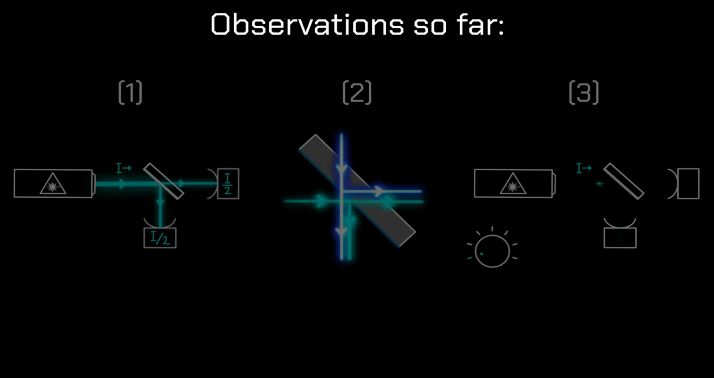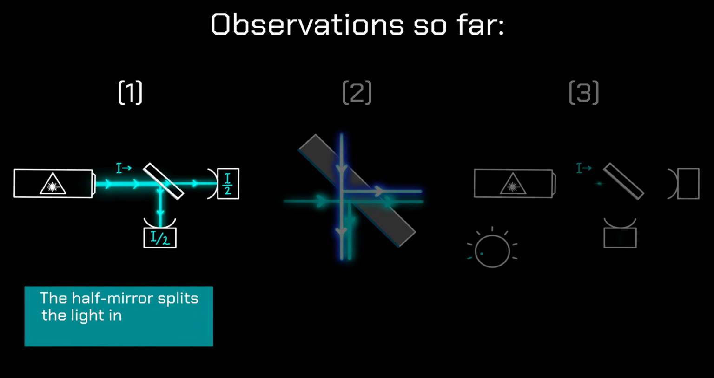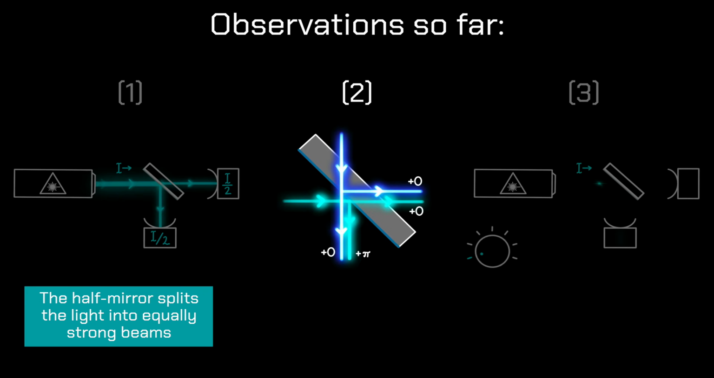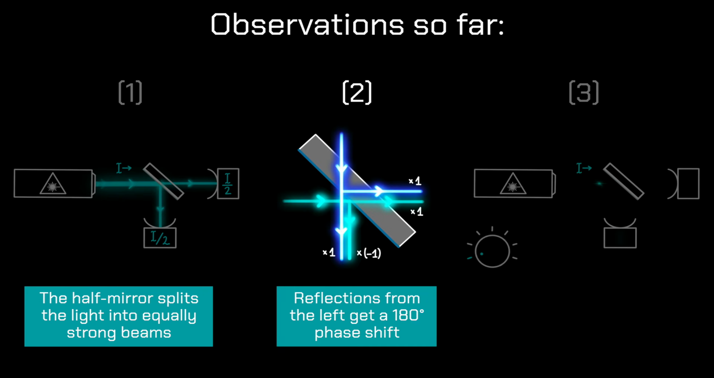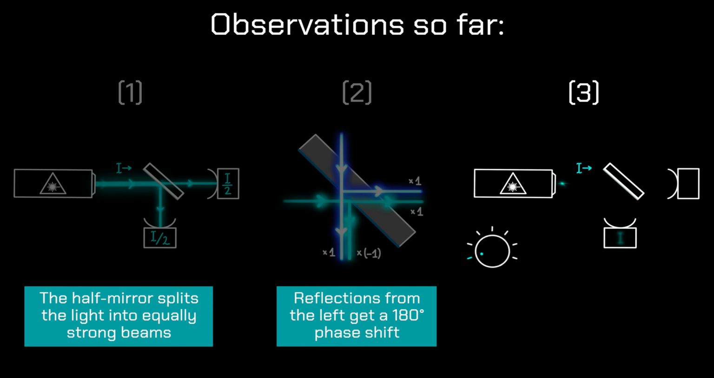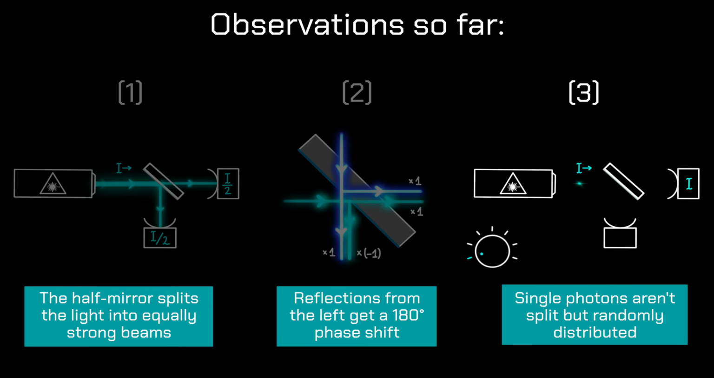In this video, we'll simply assume you bought the asymmetric option to avoid juggling with imaginary numbers, but it really doesn't matter. Returning to your experiment, let's write down what you've observed. Firstly, the half mirror normally splits the incoming intensity into two equally strong beams. Secondly, for light coming from the left, these beams are shifted by half a wavelength relative to each other. And finally, when repeating the experiment with single photons, each photon randomly ends up in one of the detectors with equal probability.